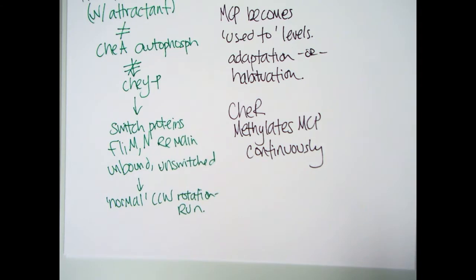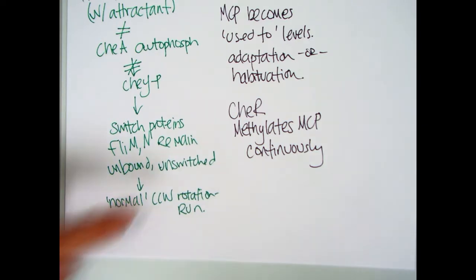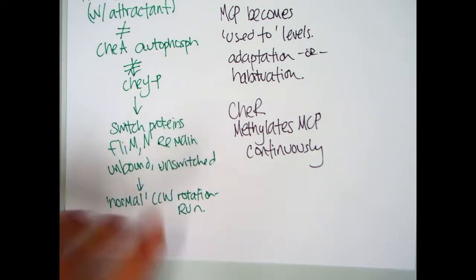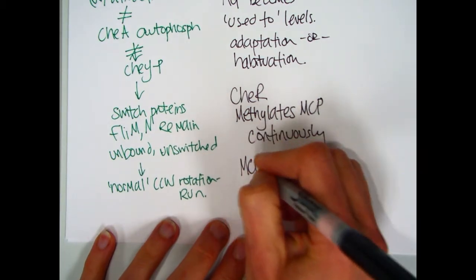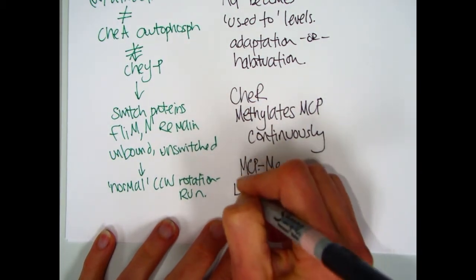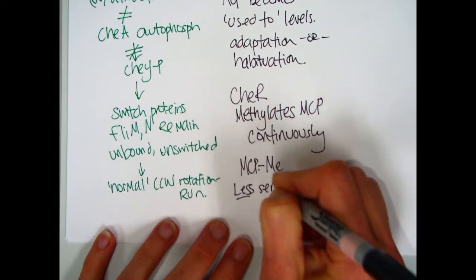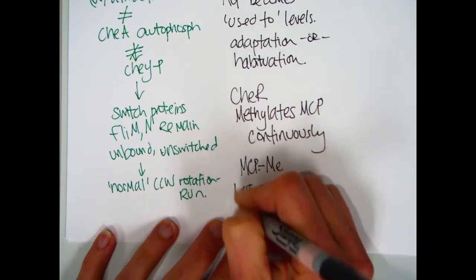So everywhere that there is an MCP, there is a CheR. CheR does not need to be turned on. It is always working, and the job of CheR is to methylate MCP. This is important because MCP methylated is less sensitive to the attractant.